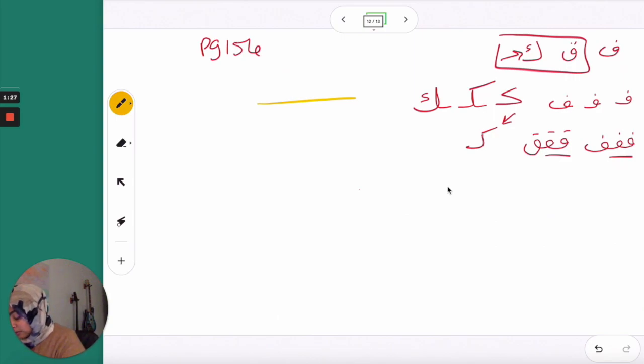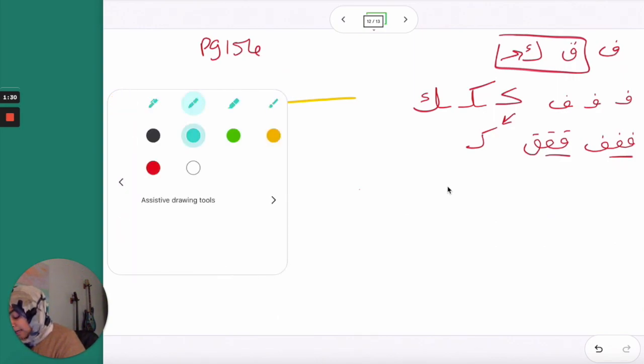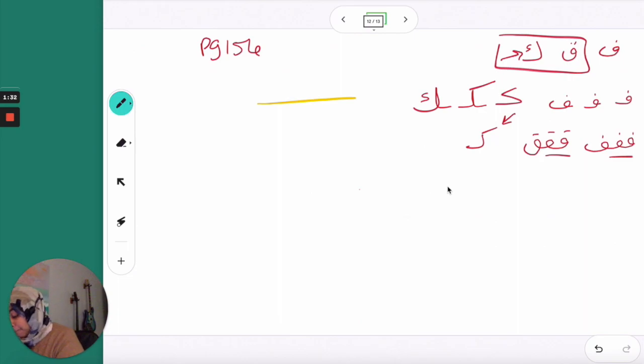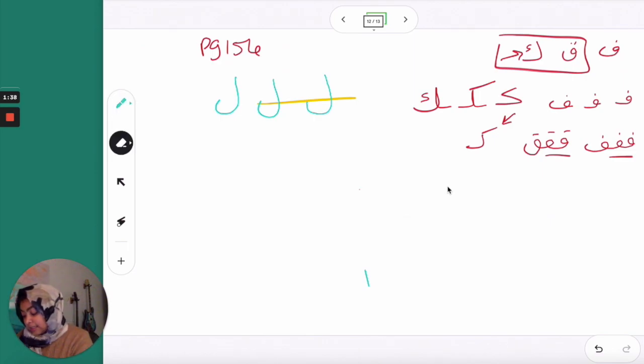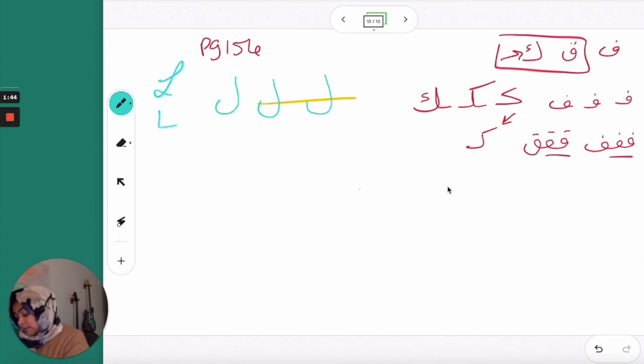So I'm going to draw a line right here. And that is the letter lam. Lam. You're going to write it a few times for yourself. Lam. And as you would expect, lam makes the L sound, right? The L sound. La. Very simple. Lam.